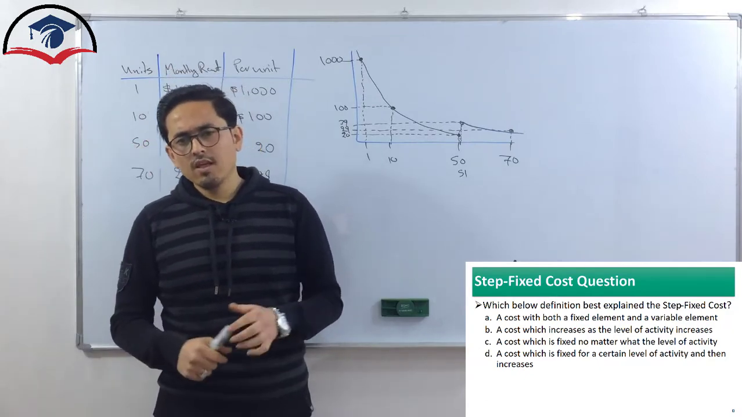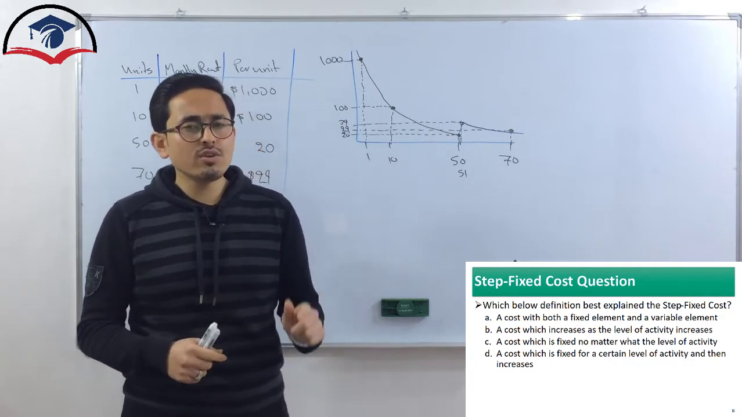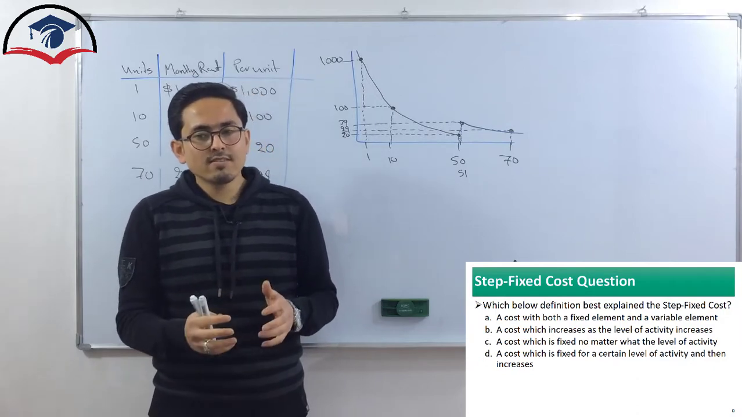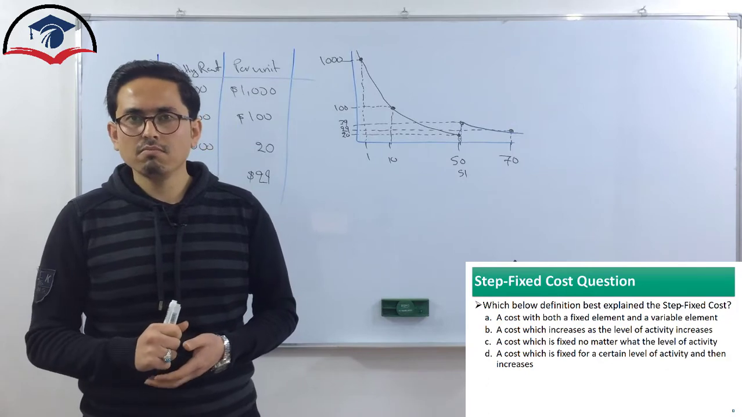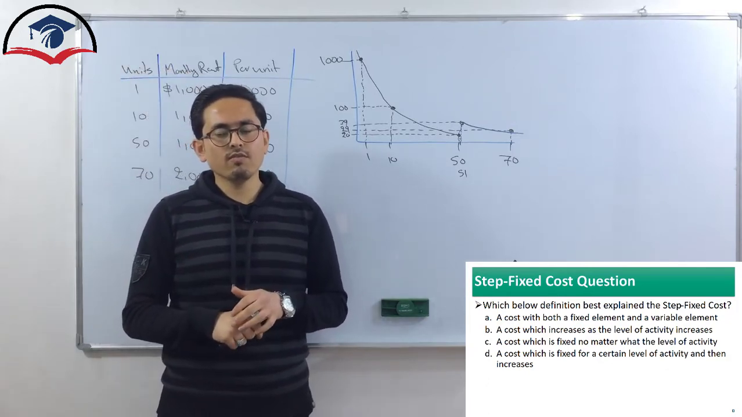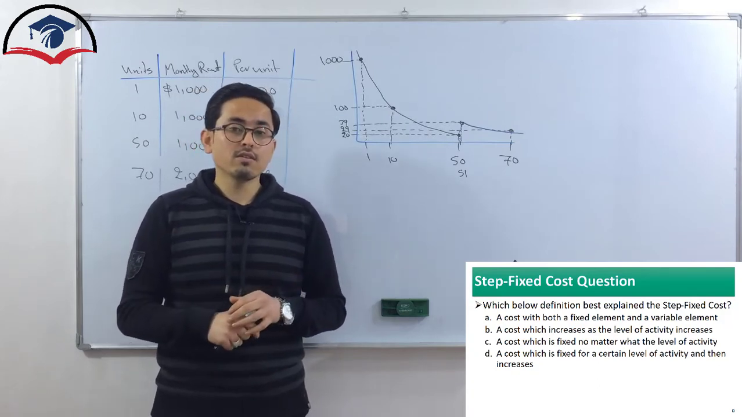B, a cost which increases as the level of activity increases. C, a cost which is fixed no matter what the level of activity is. And D, a cost which is fixed for a certain level of activity and then increases.